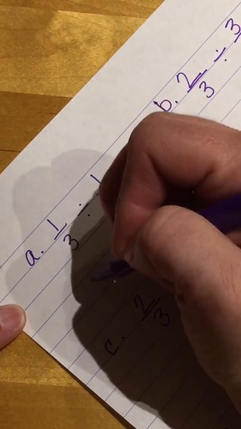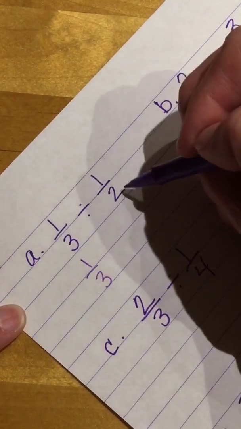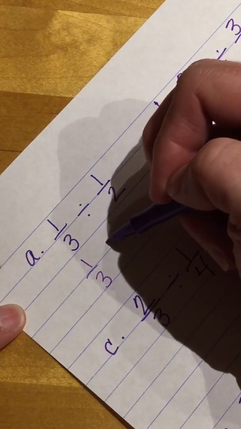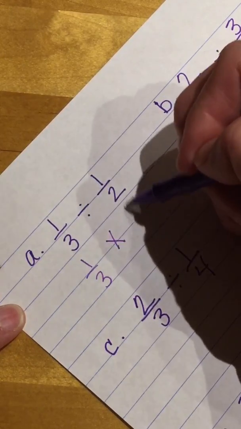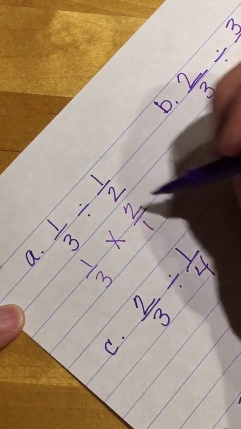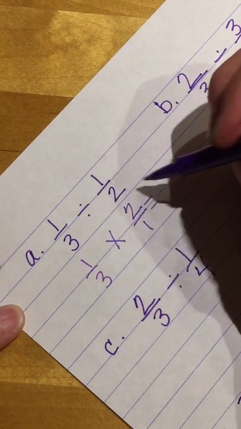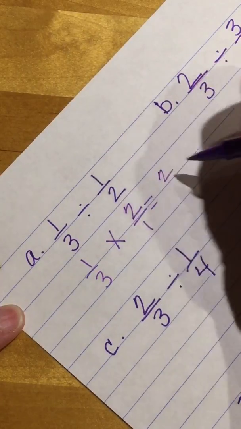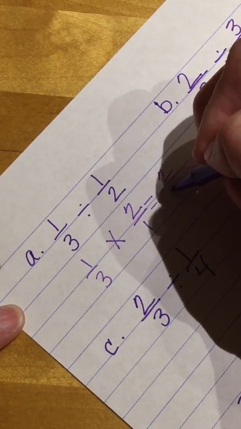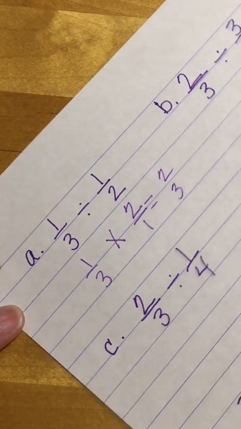All right, so I continue to have my 1/3. But I need to do the reciprocal, right? So I change this into a multiplication problem. So I put the 2 up above, and there I go. All right, so 1 times 2 is 2. 3 times 1 is 3. 2/3 is my answer to the problem.